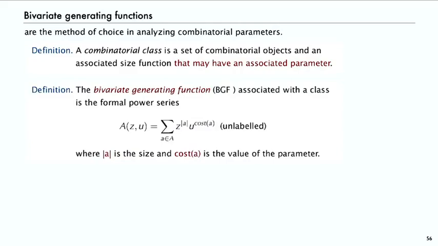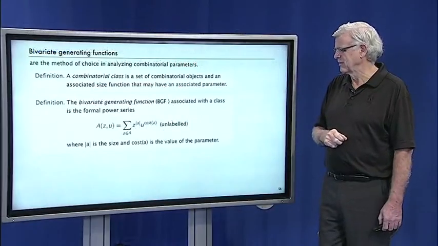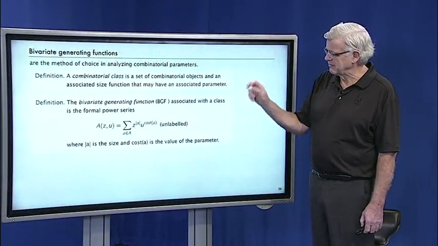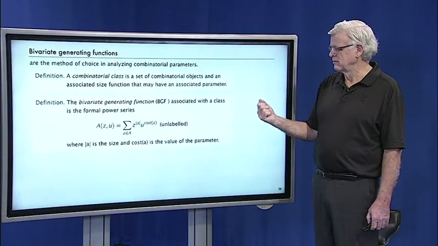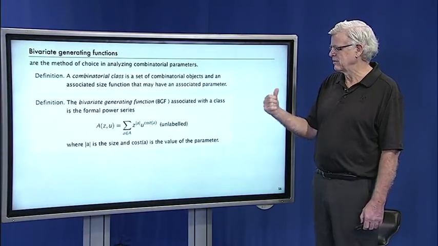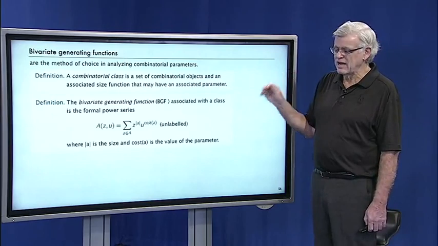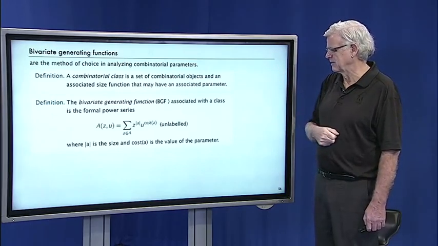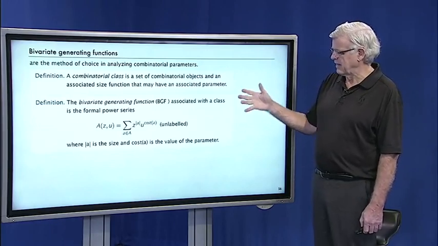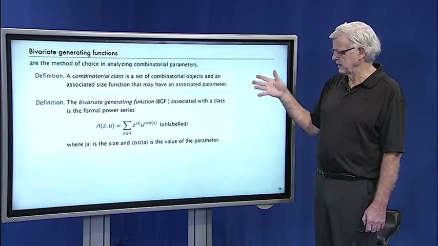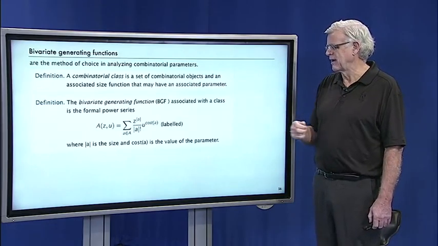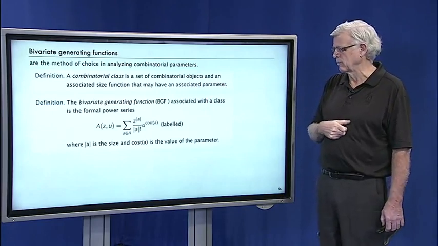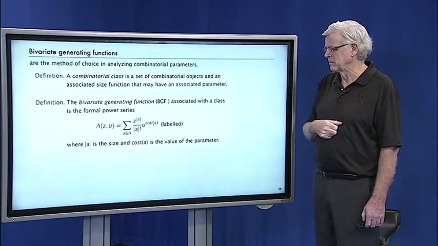So the way that we do that, say for unlabeled objects, is to just take another variable, u, and define the bivariate generating function, A(z, u), where z is for size and u is for cost. So for every object, we take z to the size of that object and u to the cost of that object. So that's what we work with. For labeled classes, we divide by the size factorial, but it's the same idea. So that's the form that we're going to work with for permutations.